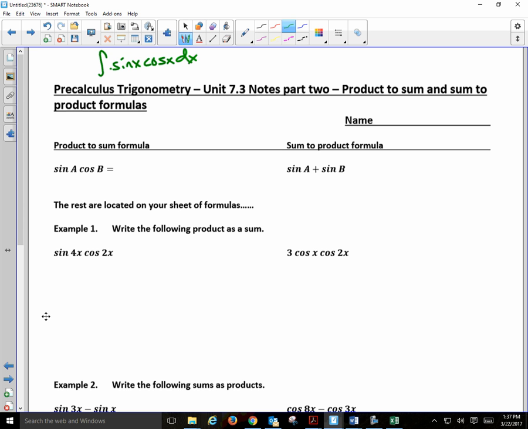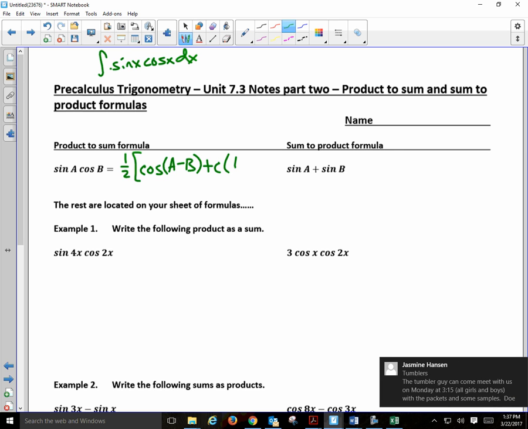Okay, so can you tell me what sine of A times cosine of B works out to? 1/2 times cosine of A minus B plus cosine of A plus B.